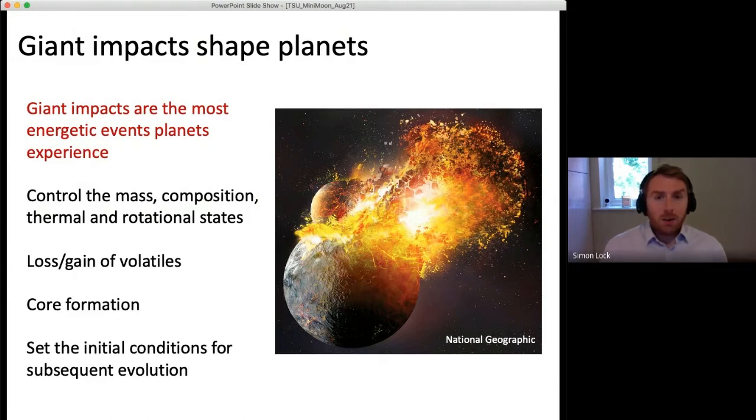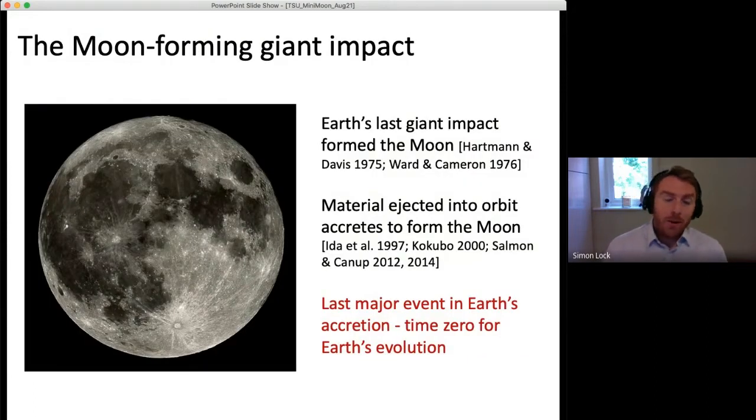Now, giant impacts should have a particular soft spot in your heart, because they have a particular significance for Earth. We think that it is one of these giant impacts, probably the last giant impact the Earth experienced, that actually led to the formation of our moon. The idea is, in this very dramatic event, you have these two bodies, they collide, and material is spun off into orbit. And it is out of that material that the moon formed. So the moon forming impact really set time zero for both the moon's evolution and the Earth's evolution. It's a really significant, pivotal event in Earth's formation.